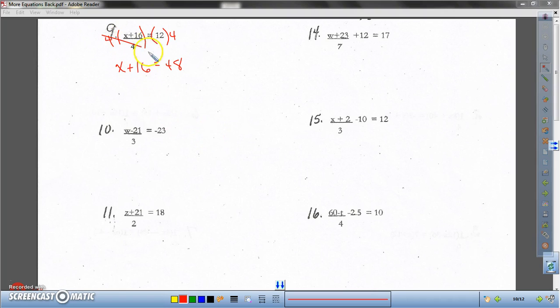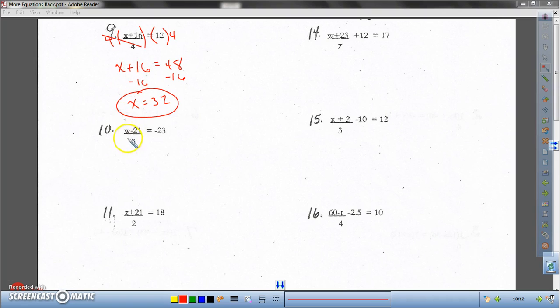Now that I've gotten rid of my division, I need to get rid of my subtraction. So subtract 16 on both sides, and 48 minus 16 is 32. So a little bit different than what we've seen, but not anything different as far as how to go about solving it. You're still multiplying to undo division, subtracting to undo addition.